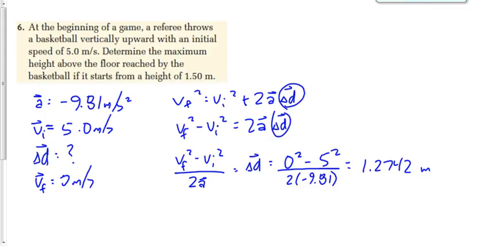This is probably where that initial height's going to come into play, right, Rosie? Yeah, this is the displacement of the ball. This is how far the ball went above where it was released. But it was released 1.5 meters above the ground. So if we want to find the max height above the floor, then we need to add to that the initial height above the floor. We're going to round it to 3 digits. So it's going to be 2.77.